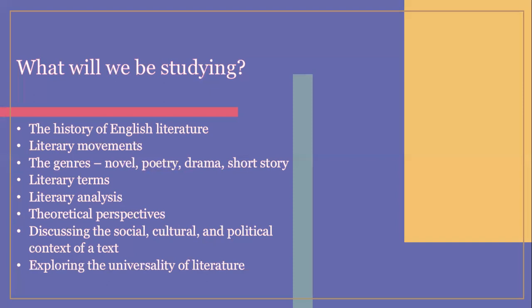And then lastly, we will be exploring the universality of literature. What do we mean by this? You might think Shakespeare died a couple of decades ago, but why are we still reading Hamlet? Why are we still reading Romeo and Juliet? This is a very valid question. And to explore this question, you will have to explore this element of literature, which is its universality.